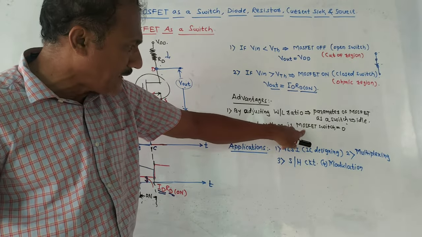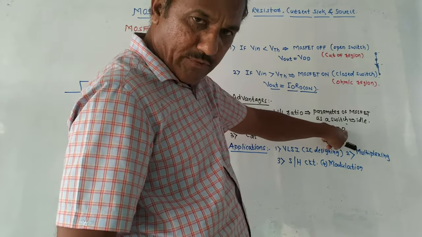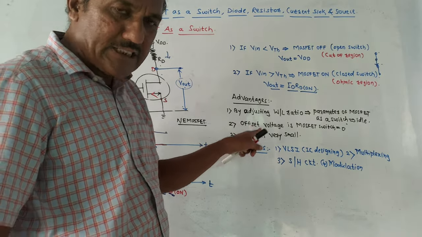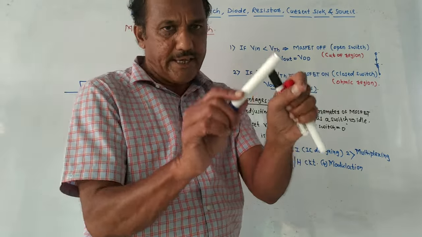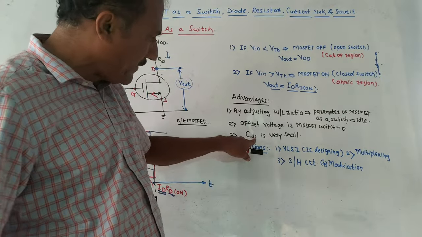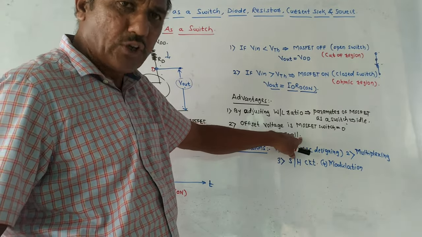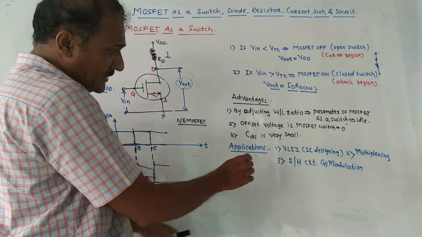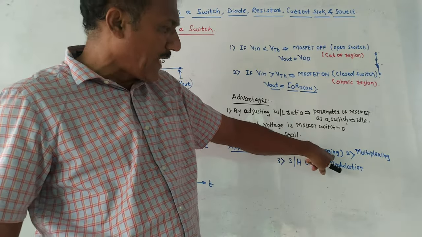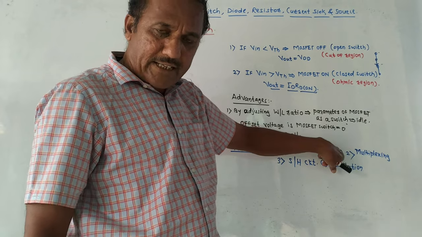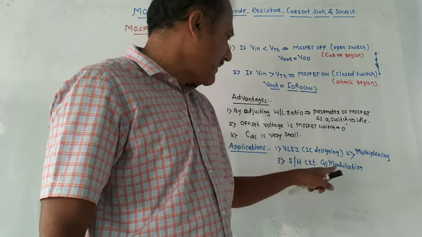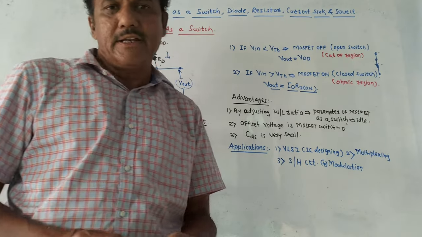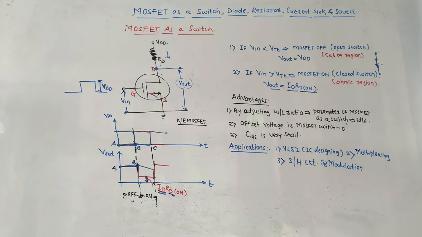Second, offset voltage of MOSFET switch is always zero. Third, CDS, हम लोगों ने already discuss किया, C stands for capacitor, D drain, S source. So capacitance between drain to source will be very very small, which is causing effect on the operation of a MOSFET. Applications: it is used in VLSI for IC designing, I mean it is acting as a switch, then for multiplexing, then S by H means sample and hold circuit, and in case of modulation.